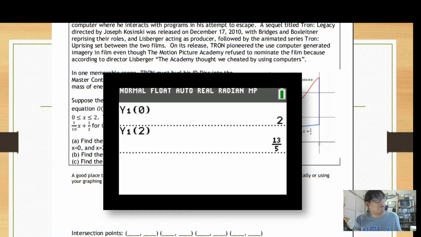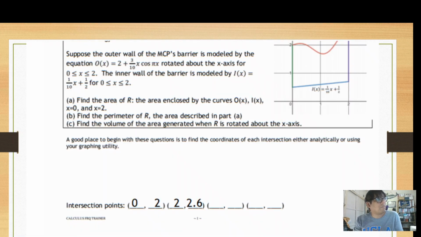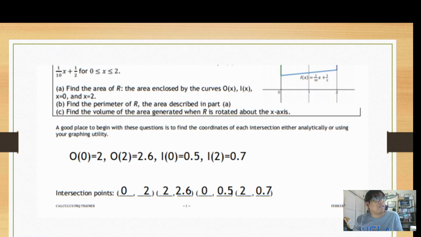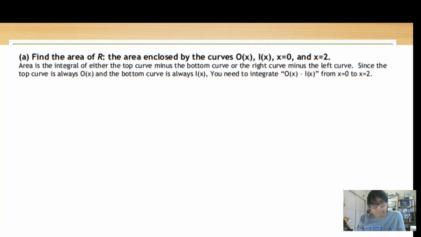And our second one would be y2 of 0 is 1/2, and y2 at 2 is 7/10. And if you take a look at the graph, that's right here and right here. So we've got those numbers into our graph. Let's see this next part.